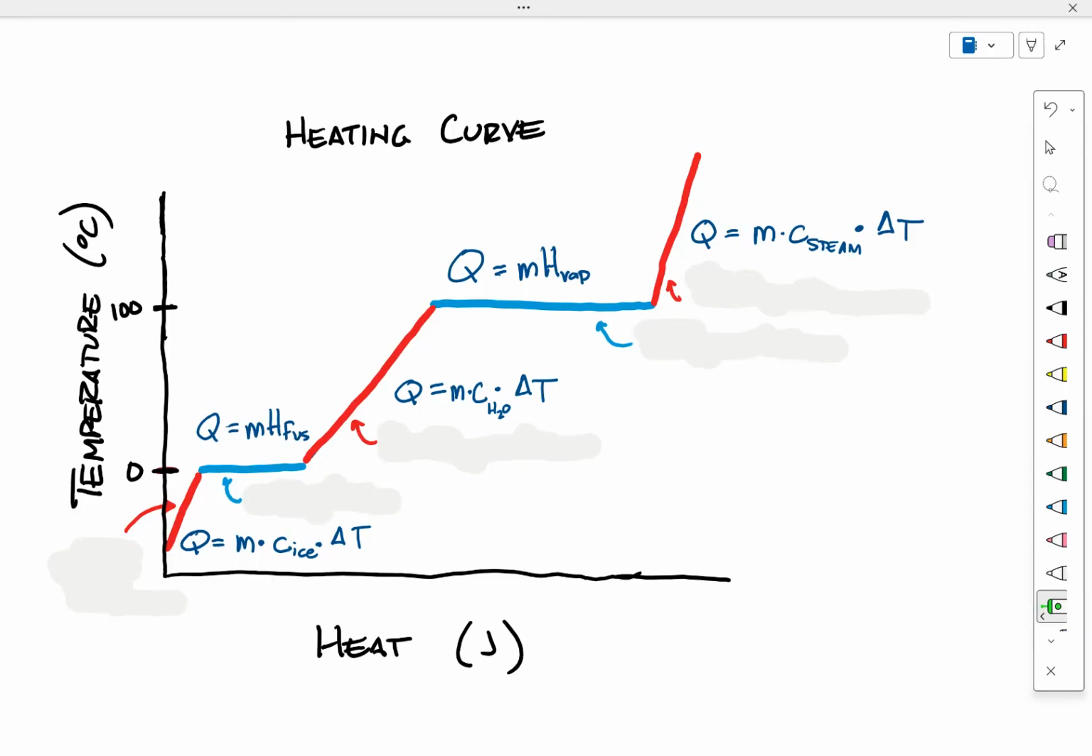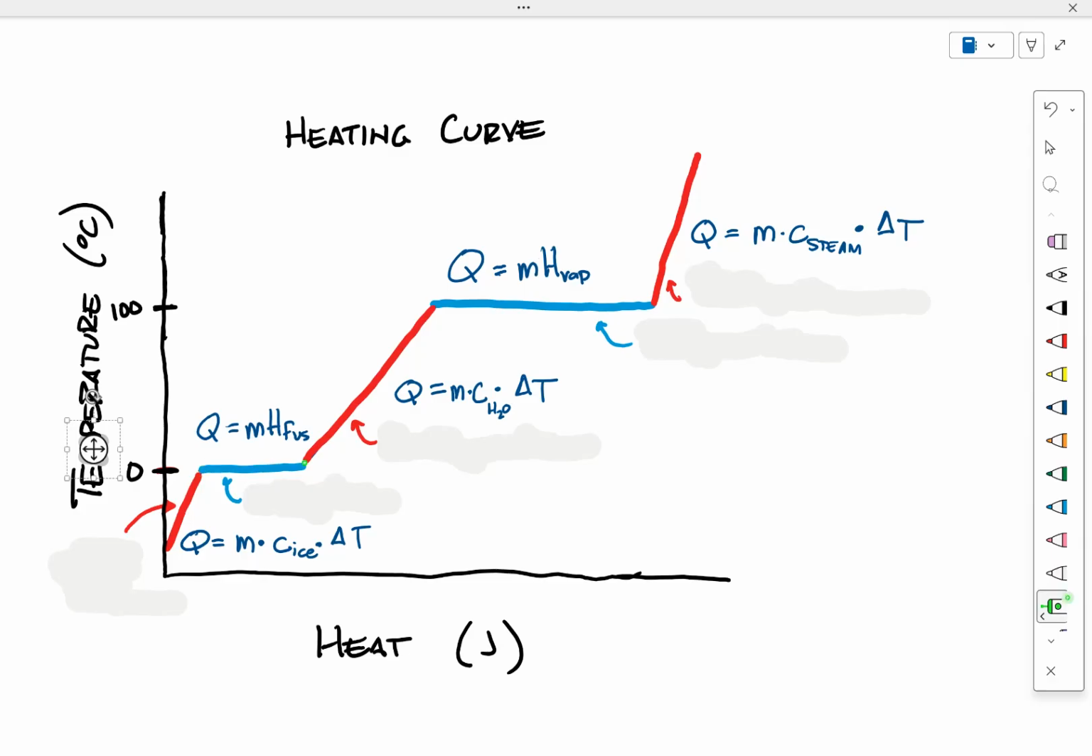Let me just remind you that a heating curve generally shows how much heat is added on the x-axis, and then on the y-axis we have temperature. So moving up the graph represents an increase in temperature. We're starting pretty low here, and as we add heat, move to the right, it does cause the temperature to increase. Then we hit this place on the graph where even with extra heat, there's no increase in temperature.